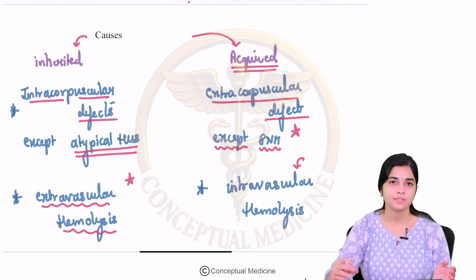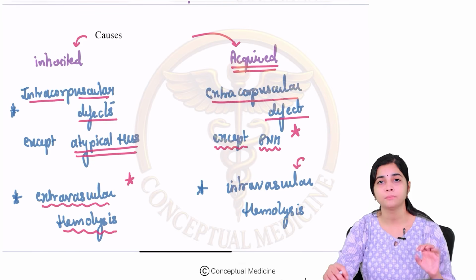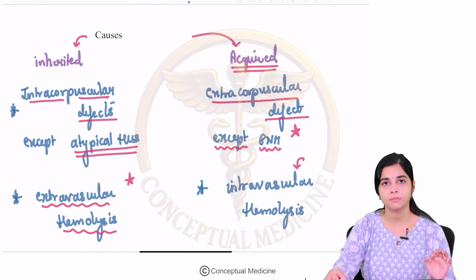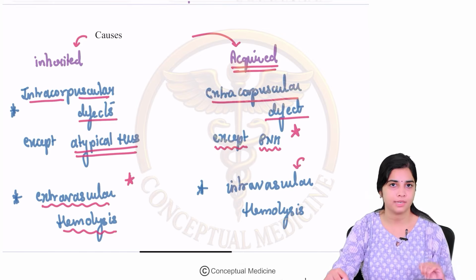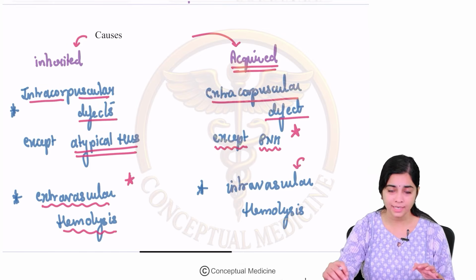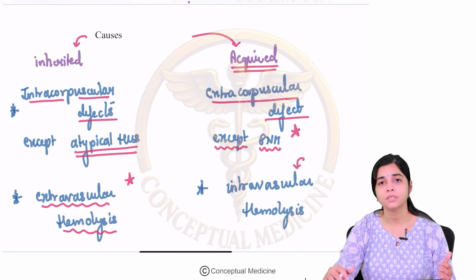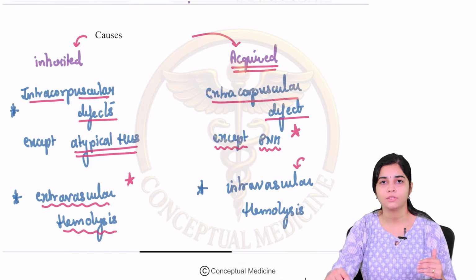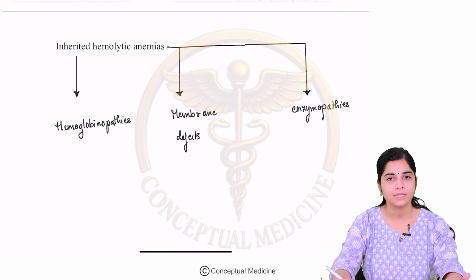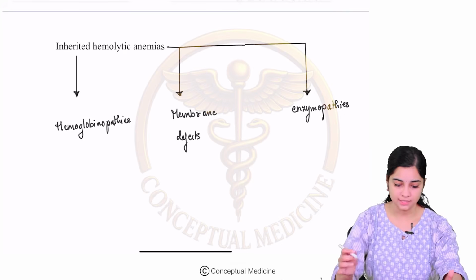Clear? So this is about certain important points that you have to remember when you speak about the causes and the important exceptions to the rule. Right? So till here we have understood the approach to hemolytic anemias. Now let us look at the etiologies one by one. So now let us look at the inherited hemolytic anemias.